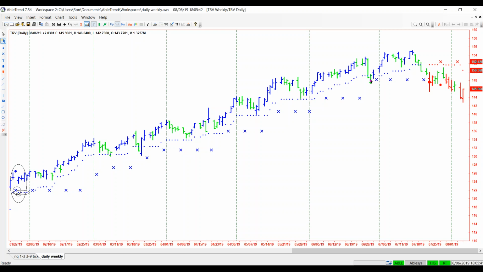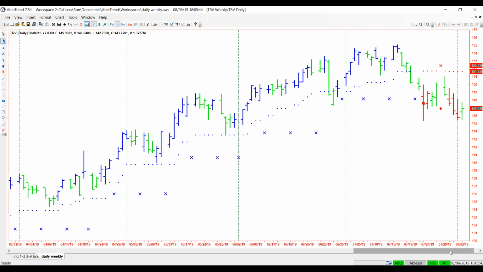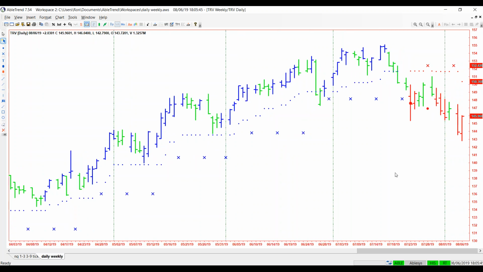Very, very nice. Now you say, what's going on lately with it? What's your position recently? Well, we got stopped out over here because, again, the second blue dot below the price, not the first one under the price, the next step down, the second step down. So we'd be out here at 150. Real nice trade there.